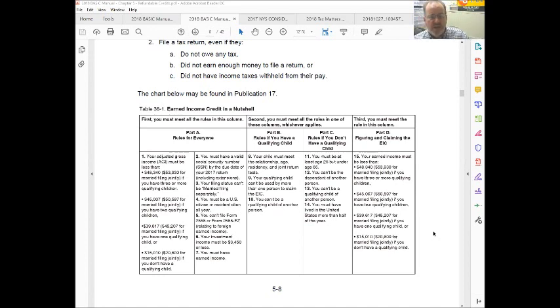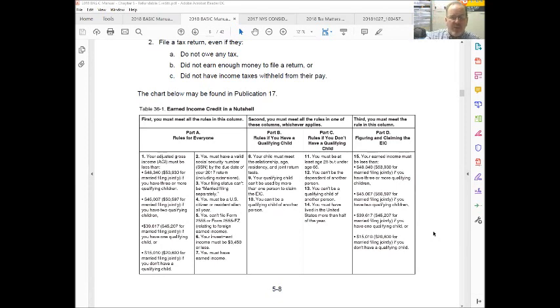they must meet the relationship, age, residency, and joint return tests. So the qualifying child test. The child cannot be used by more than one person to claim EIC. So I can't have them in more than one house, or have 2 people living together trying to figure out a way to put the child on both their returns to get the credit. It just doesn't work that way. And it can't be a qualifying child of another. So we have to make sure of that.